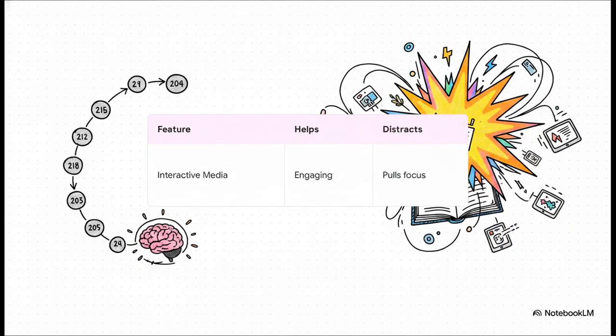Next up, interactive media. Think about clicking through a digital history timeline. That adds a visual layer that makes complex content incredibly easy to remember and honestly highly engaging for your brain. However, the distraction factor here is that these flashy moving elements can sometimes totally pull your focus away from the actual text and the core message you originally sat down to learn. You get caught up in the interactive bells and whistles instead of the underlying information.